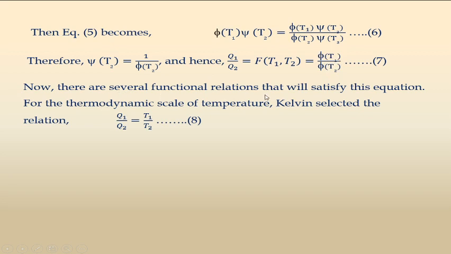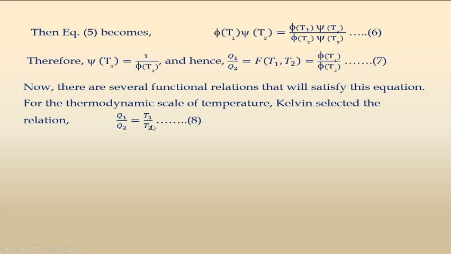So you can have several functional relations like this. I've given only one example here. You can write down the other two equations also, and you can simplify them. So you can have several functional relations that will satisfy these kinds of equations. So for the thermodynamic scale of temperature, Kelvin chose a relation like this: Q1 by Q2, the ratio of energy values, must also be equal to the ratio of phi of T1 and phi of T2. Instead of that, he simply wrote T1 and T2.